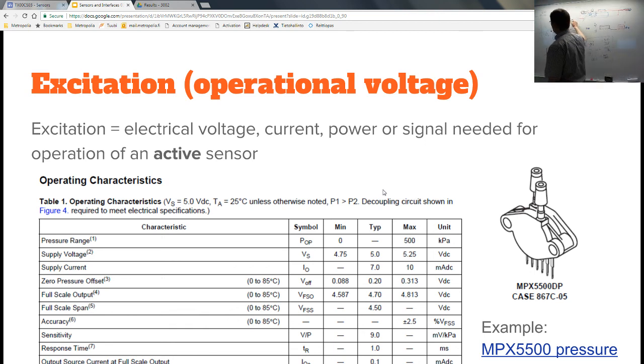Capacitance, okay, that's one way of exciting it. It's an electronic circuit that makes this a part of an oscillator or part of an integrator. So that's the way to excite. Basically it's the power which is needed to use the sensor.